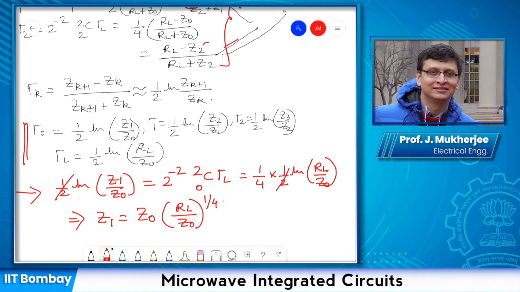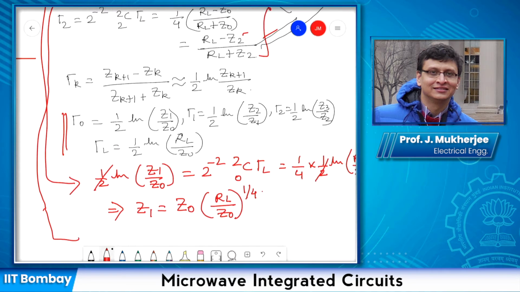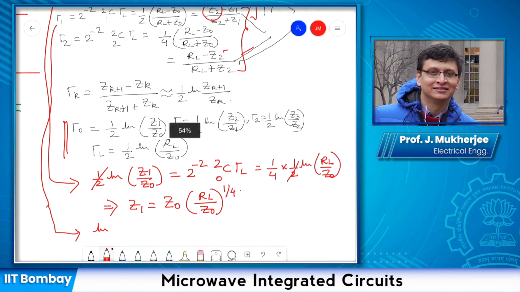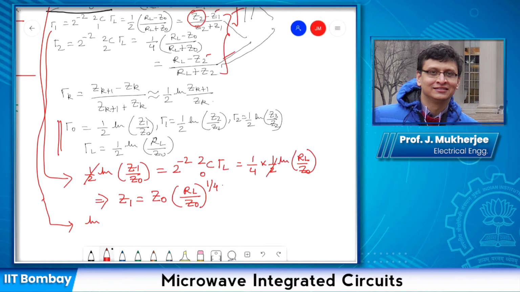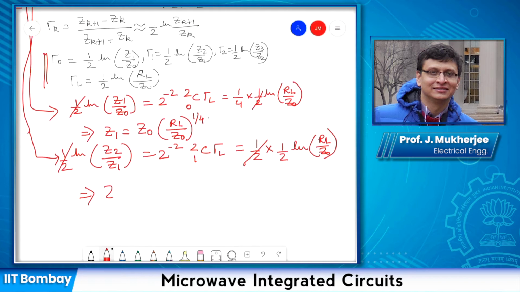Fine. Let's take this equation. So here we had ln, and this, go back to that equation. Okay, so from this equation, this gamma 1, I can write it like half ln Z2 upon Z1 is equal to 2 raised to minus 2 to C1 gamma L, which is equal to half into half ln RL by Z0. So again this half cancels, and we have Z2 equal to Z1 (RL upon Z0) raised to power half.